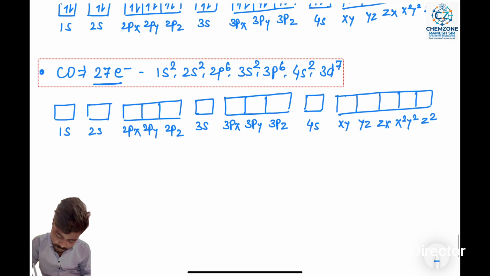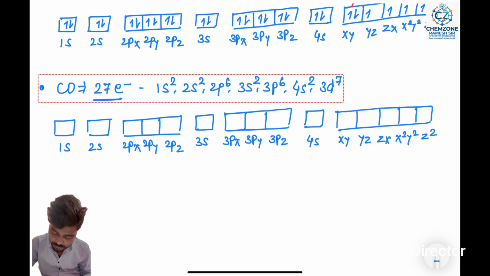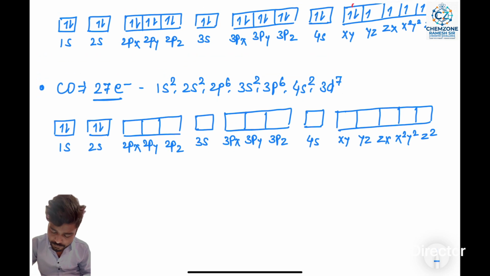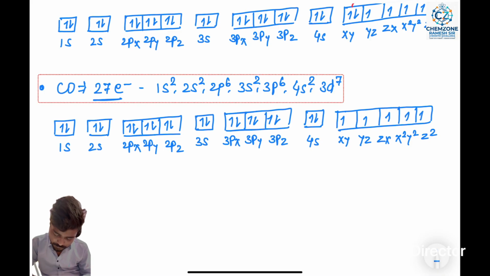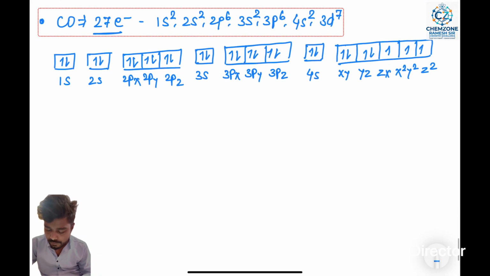Okay, then we are filling the electrons. So 1, 2, 3, 4, 5, 6, 7, 8, 9, 10, 11, 12, 13, 14, 15, 16, 17, 18, 19, 20, 21, 22, 23, 24, 25, 26 and 27. Two paired orbitals are formed. So we have two paired orbitals formed in cobalt.